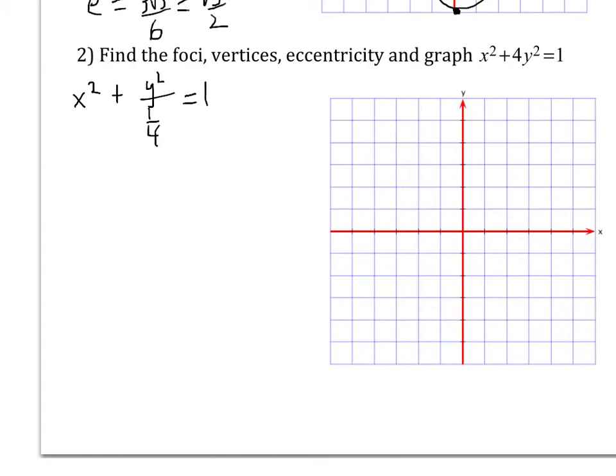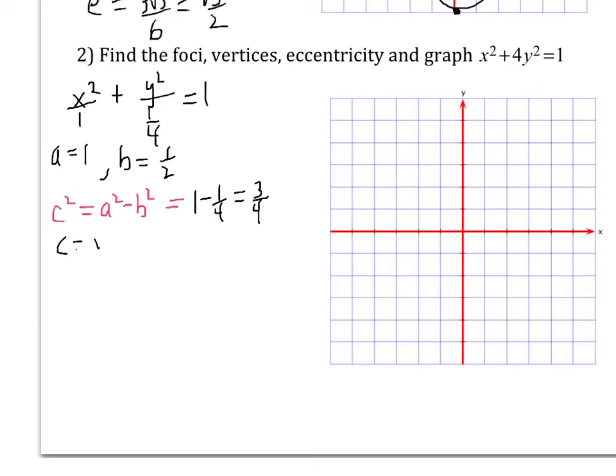Okay? So in which case, A equals... Now this is x over 1. Now notice the bigger number is underneath the x squared. So this is going to be horizontal foci. A equals 1. B would be 1/2. And then remember the way you find c squared is a squared minus b squared. In this case, it equals 1 minus 1/4, which is 3/4.